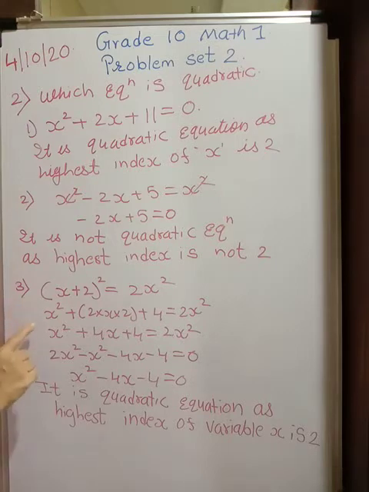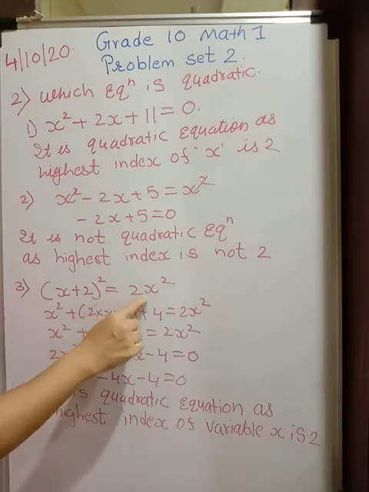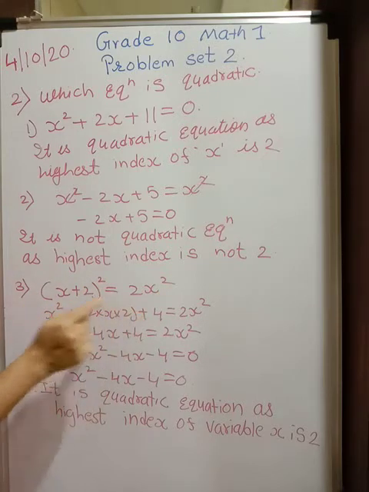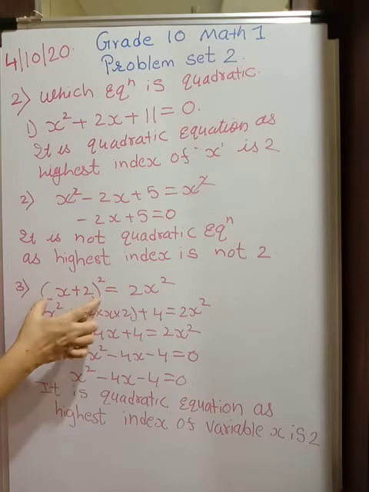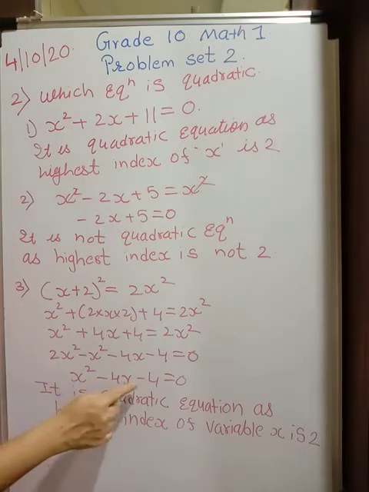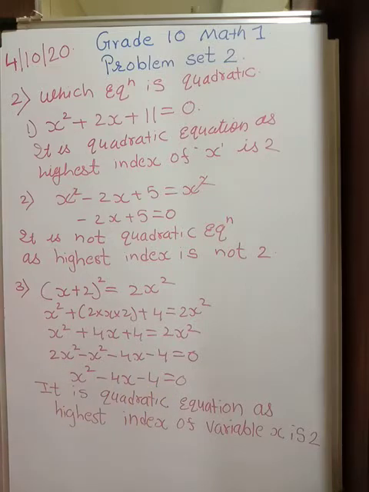Let's go for the third equation. X plus 2 the whole square is equal to 2x square. Now this is (a plus b) the whole square, so a square plus 2ab plus b square, that is the formula I have used over here. And after solving this, at the end you get x square minus 4x minus 4 is equal to 0. Here also x is the only variable and the highest index of it is 2. And therefore it is again a quadratic equation.